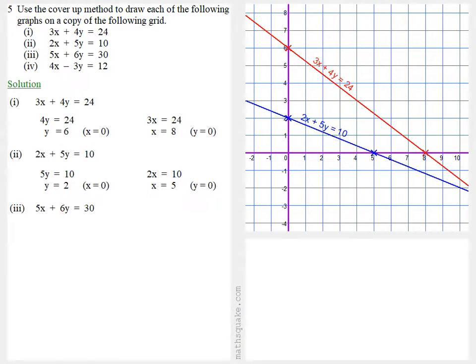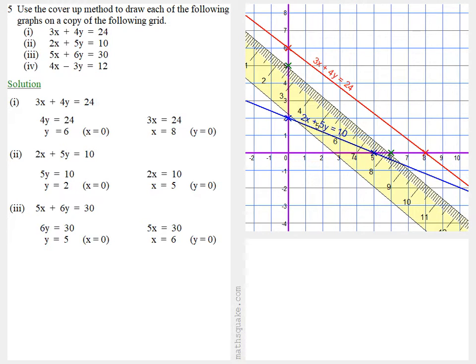In part 3, we have 5x plus 6y equals 30. If we cover up the x term, that leaves us with 6y equals 30. In other words, y equals 5. And if we cover up the y term, we're left with 5x equals 30, or x equals 6. So we can plot the points (0, 5) and (6, 0), and then we can join with a straight line to get the graph.